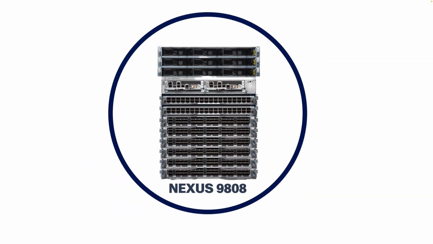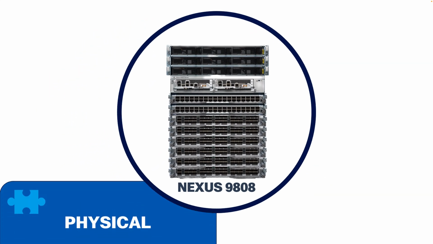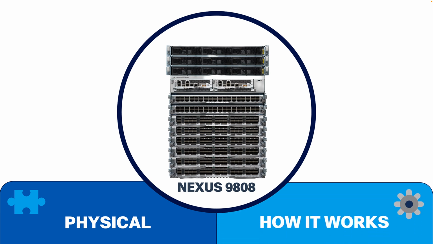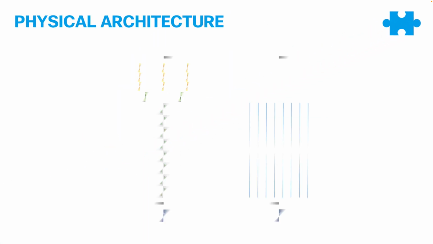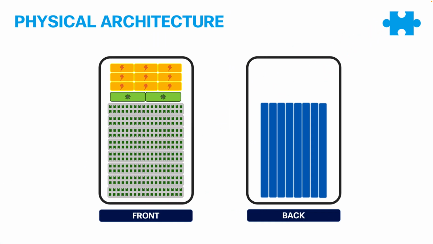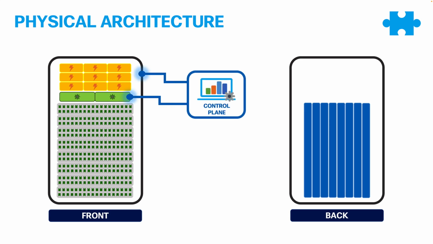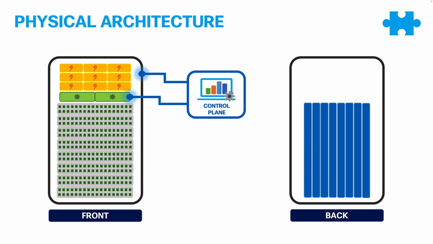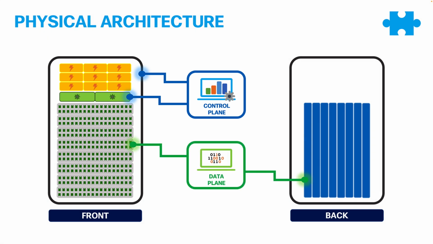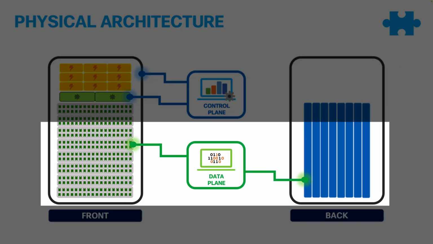First, we'll start by describing the physical characteristics of this model and the advantages of each of its components, and then we will go into the specifics of how it works. There are two aspects that must be mentioned when talking about the 9800 platform physical architecture. Number one, the control plane, which includes the chassis and the supervisors. Number two, the data plane, which includes line cards and fabric modules.